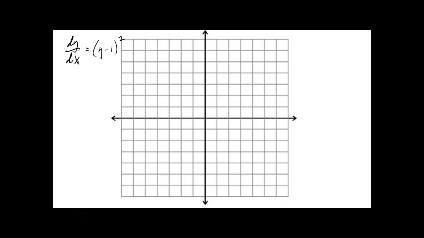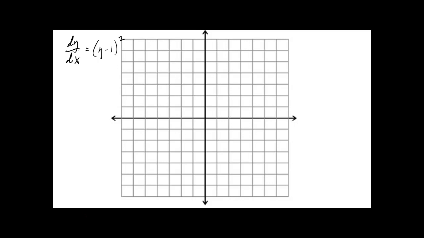Okay, so one of the things that we have to do here is pick out basically our critical values. And you go back to Cal 1 basically. What were your critical values? Where your first derivatives were equal to 0, or where they didn't exist, but we're not doing that yet. Just doing where they're 0. Well, where is this one equal to 0? If dy/dx is 0, that means y minus 1 has to be 0, right?